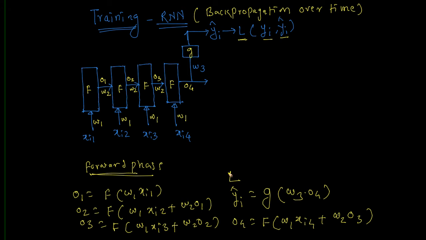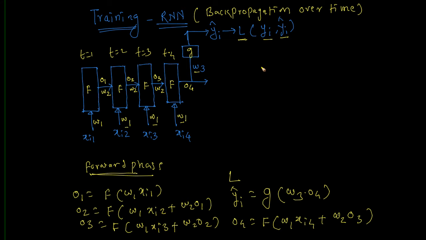Now, in order to train this network, we must be able to update these weights over time. That means I must be able to update this weight W1 in this step, at time t equal to 1, time t equal to 2, time t equal to 3, time t equal to 4. I must be able to update this same weight at each time step, finally at time t equal to 1. That is how I can train this network.